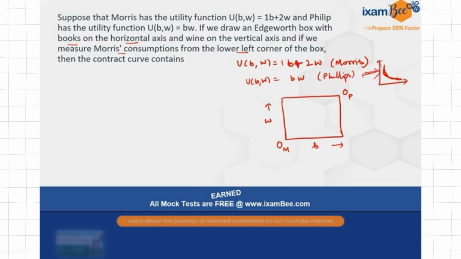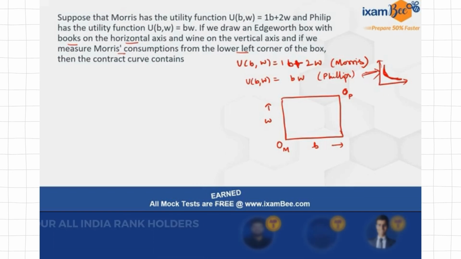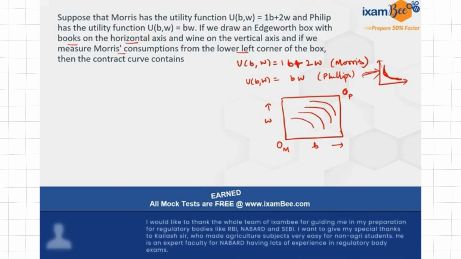Now, because I'm plotting Philip's, the origin is not the lower left corner, it's the upper right corner. So the indifference curve is actually going to reverse. How is it going to reverse? ICs will be like this.